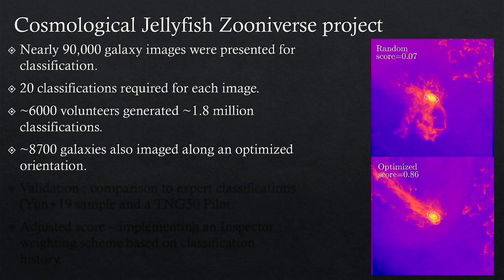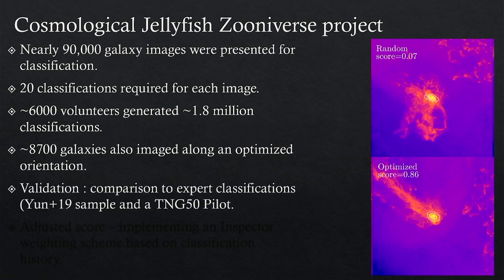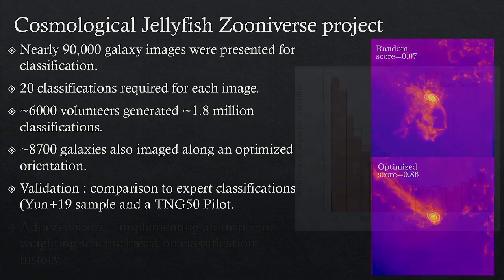In addition, we also took about 8,000 galaxies and showed two images of them. One of them is random, but the other one was optimized. The velocity vector was in the plane of the image, and that's better for seeing the tails, and that way we could get an idea for what projection effects might do to classifications. And we validated the results by comparing them to two projects that we did in-house, seeing how well they matched up, to get an idea of how good the classification is.